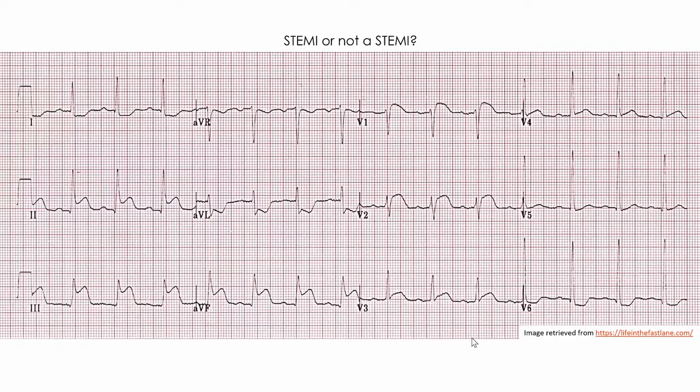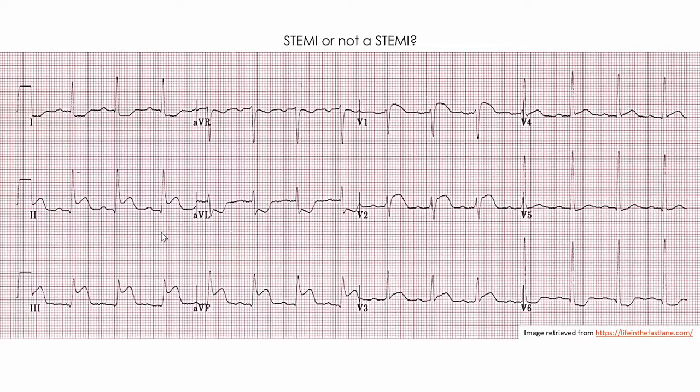So hopefully you've noticed that this is a STEMI. We've got pretty clear signs of an inferior STEMI. We've got ST segment elevation in lead 2, lead 3, and AVF. And we've got reciprocal depression in our high lateral leads, so that's lead 1 and AVL.